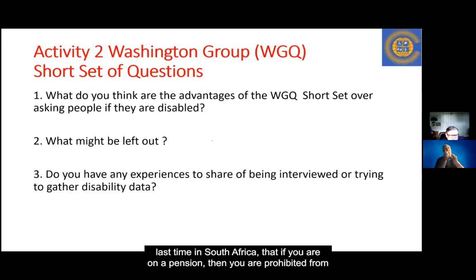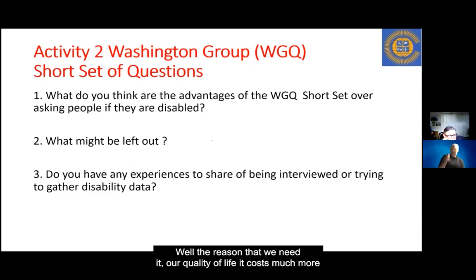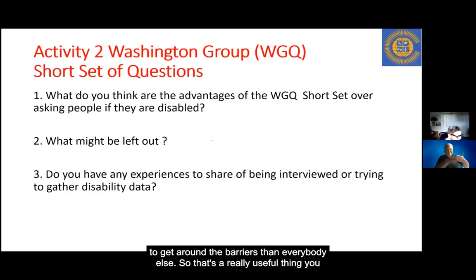So that's a general point, because in many countries, and we had this, I think, last time in South Africa, if you are on a pension, then you're prohibited from working. Whereas in the more developed countries, the pension is for the extra cost of being a disabled person, and you are still allowed to have a job and to earn as well. And so there's a real issue there that needs to be tackled. It's an attitudinal one. People will say, well, if they can work, why should we give them any money? Well, the reason we need it is that it costs much more to get around the barriers than everybody else. So that's a really useful thing you've started us thinking about.